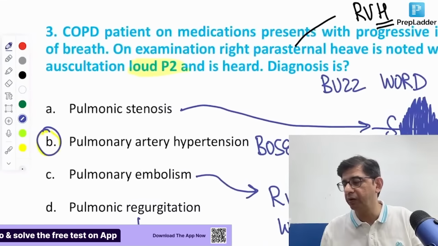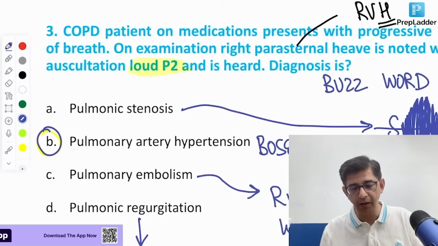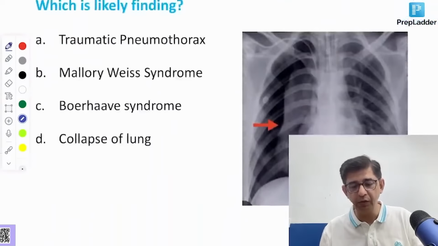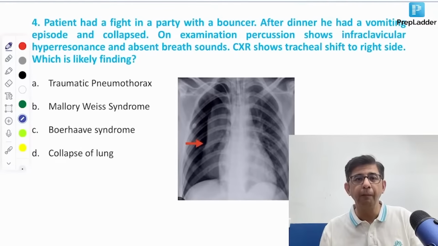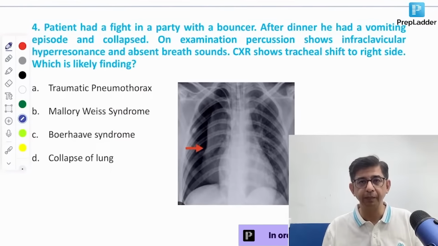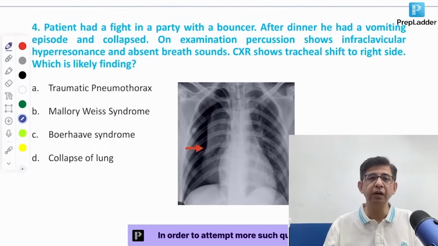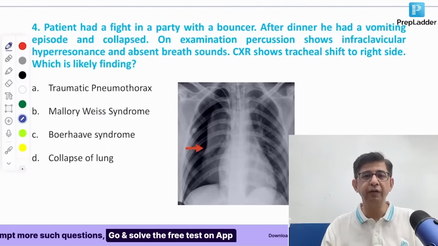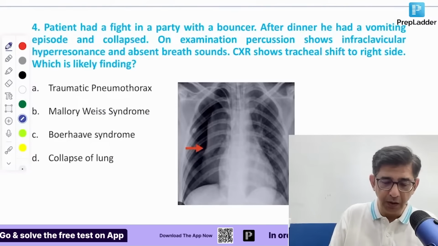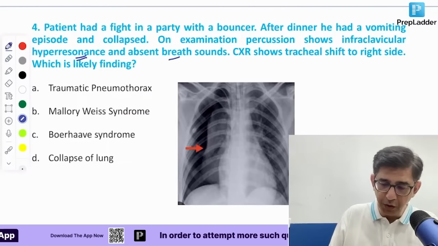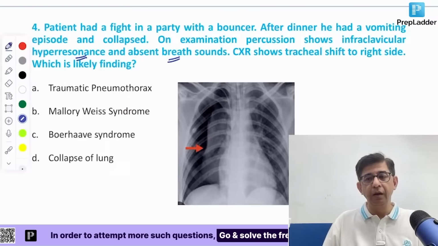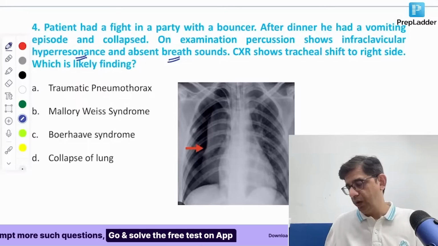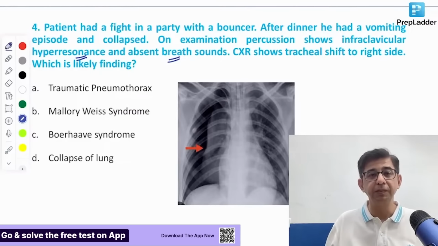The main focus in this question is PAH to be remembered. Okay, moving to the fourth question for today. Patient had a fight with the bouncer. After dinner, he had a vomiting episode and then he collapsed. On examination, there is hyperresonance and absent breath sounds. This is the core issue to be remembered. Yes, guys, you can comment on the diagnosis in this case.